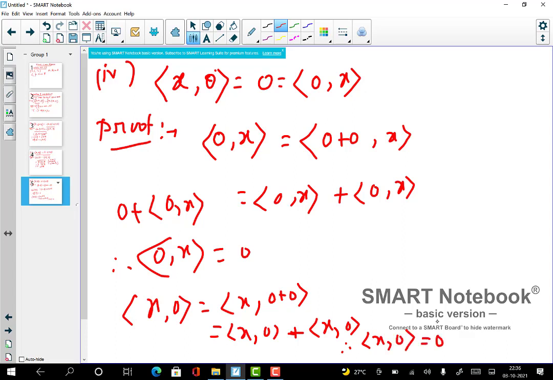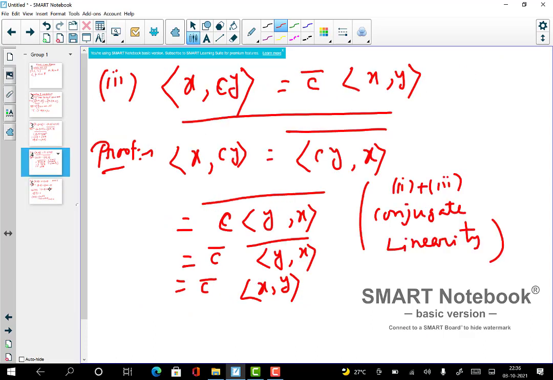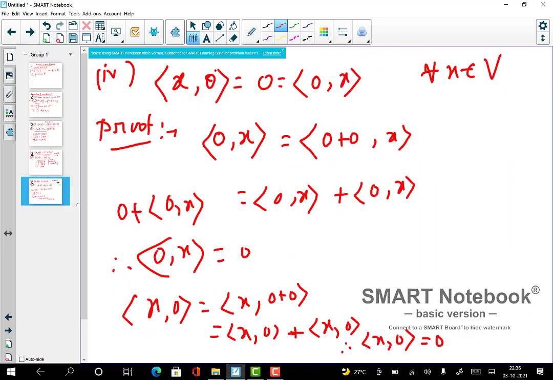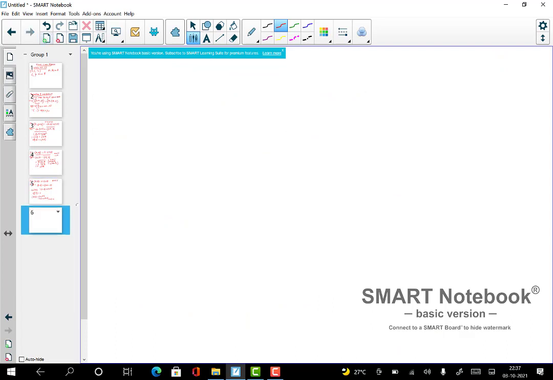So what does that mean? These are all for all vectors. Similarly, these are all also. This is for all x, y belongs to V, c belongs to F. Similarly, the previous one also for all x, y, z belongs to V, for every element. Okay, so what does that mean? That means when you take the inner product of any element with the zero vector, then it will always be zero. Okay. And so this is number 4.